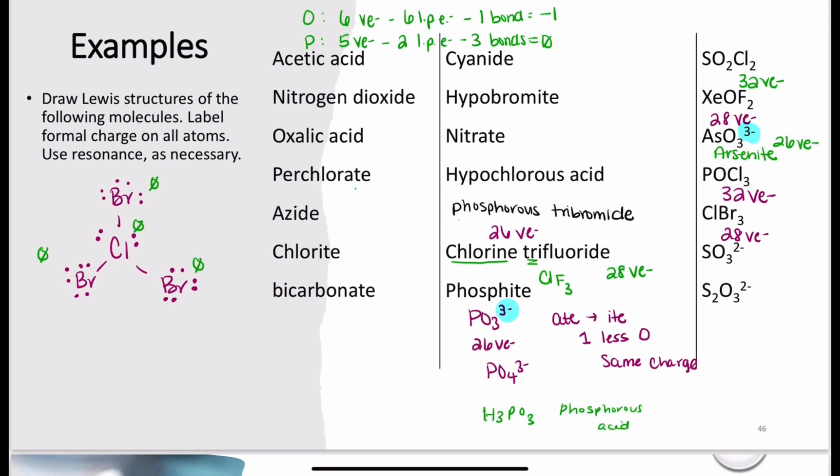What about SO3 2-? Sulfur, 6 valence electrons, 3 oxygens, 3 times 6 valence electrons, plus 2 more valence electrons. 3 times 6 is 18, plus 2 is 20, plus 6 is 26.